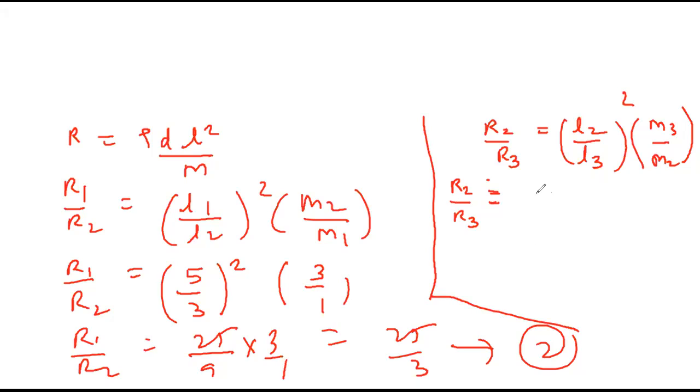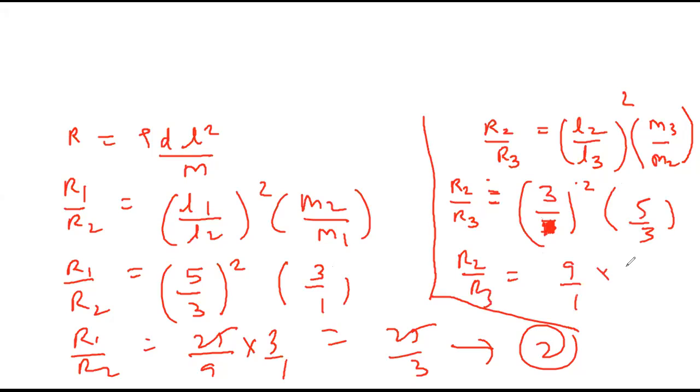What is L2/L3? 3/1. Sorry, 3/1. Yes, extremely sorry. This we did as L1/L2, square. And what is M3/M2? 5/3. So R2/R3 will become 9/1 into 5/3. 3 3s are 9. 15/1.